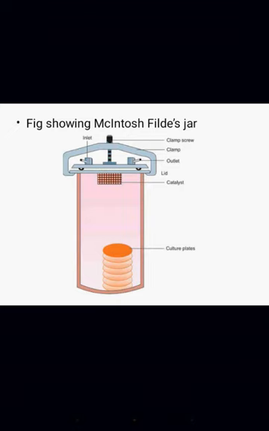Here you can see this McIntosh Fildes jar. The use of McIntosh Fildes jar is the most reliable and the widely used anaerobic method. This consists of a glass or a metal jar with a metal lid that can be clamped airtight. The lid has two taps acting as inlet and outlet. You can see there one is inlet and the second one is outlet. The catalyst, that is the aluminium pellets coated with palladium, is placed under the lid.